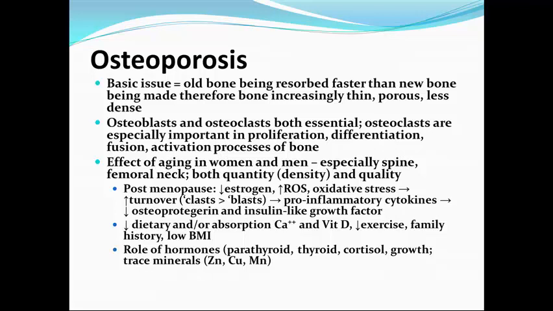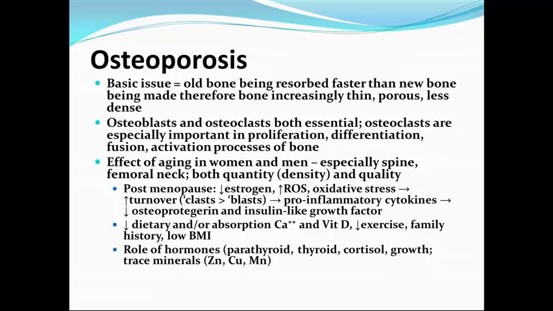Osteoclasts and osteoblasts are both essential not only to osteoporosis but to good bone health. Remember that osteoblasts are your builders, osteoclasts are your removers. Osteoclasts are especially important in the proliferation, the differentiation, the fusion, and the activation processes of our bone. So as a result, osteoclasts are critical to the way we remodel bone throughout our life.